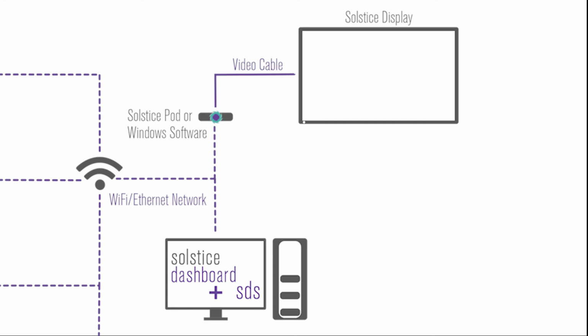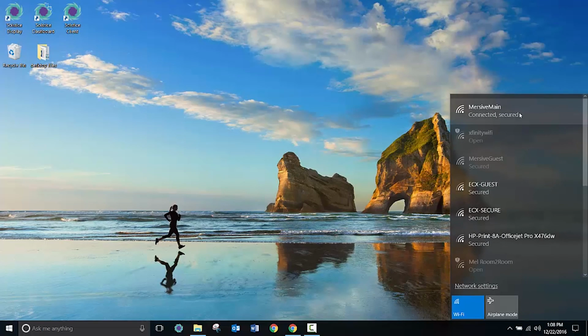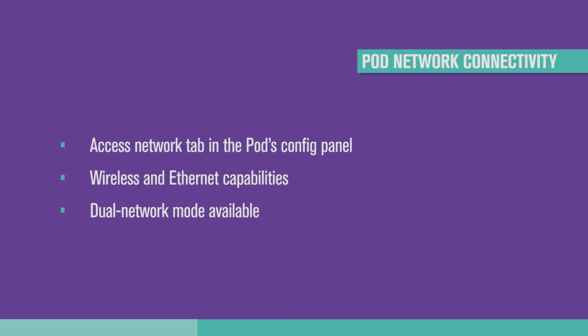For Solstice Windows software host, Solstice inherits the network access of the Windows host PC. Simply ensure the Windows host PC can access the host IT network via an Ethernet connection or wirelessly. The Solstice pod provides network options built into the pod's configuration panel, including Ethernet and wireless capabilities that can be configured separately.